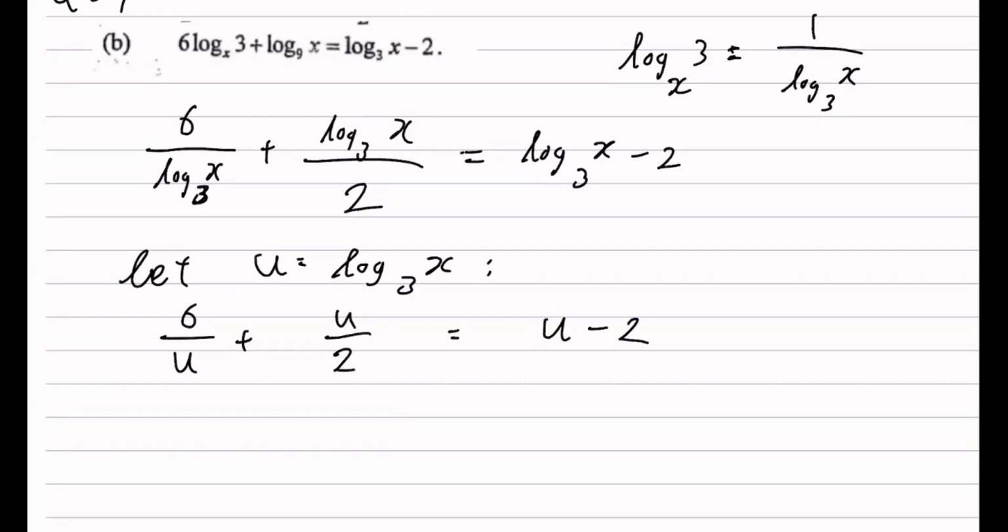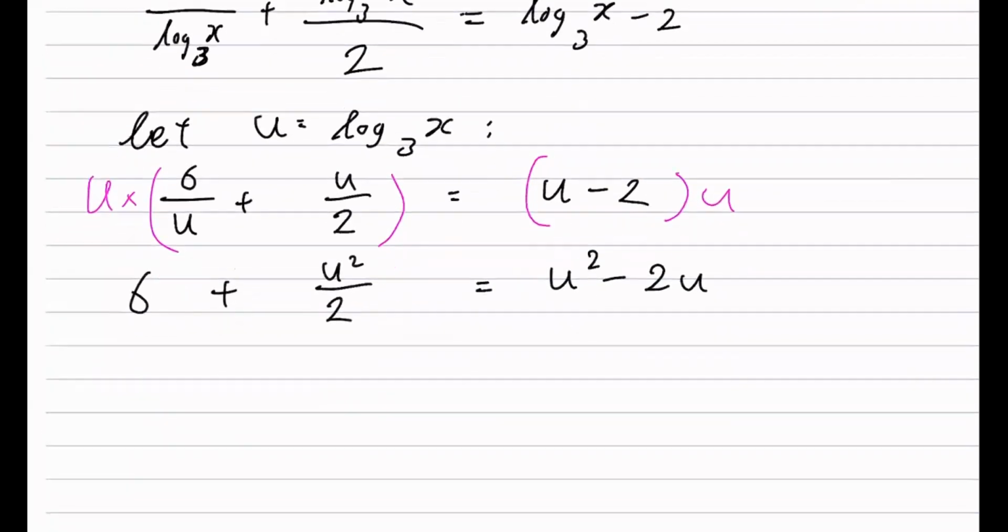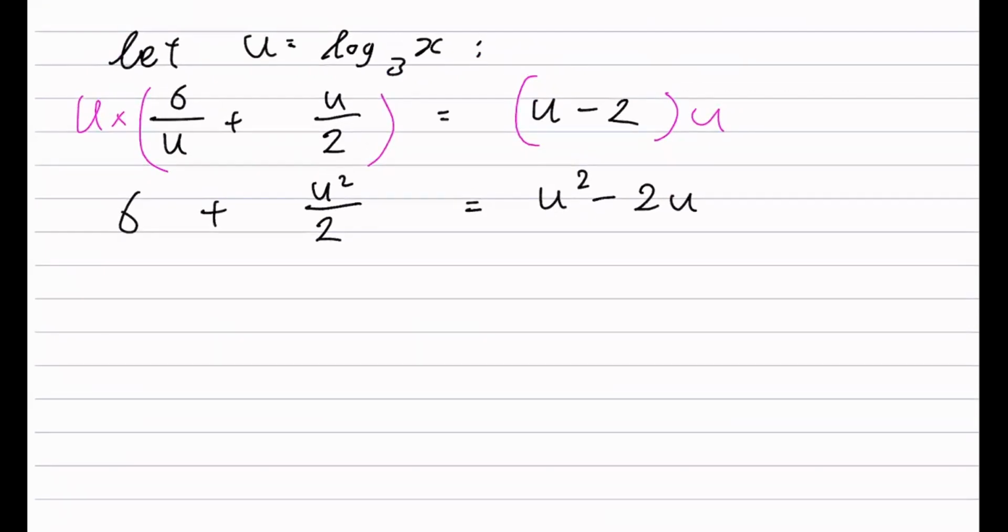Then what can I do? I think I'll multiply by u on both sides. It's just a quadratic. 6 plus u square over 2 equals u square minus 2u. Then you just bring them all together.